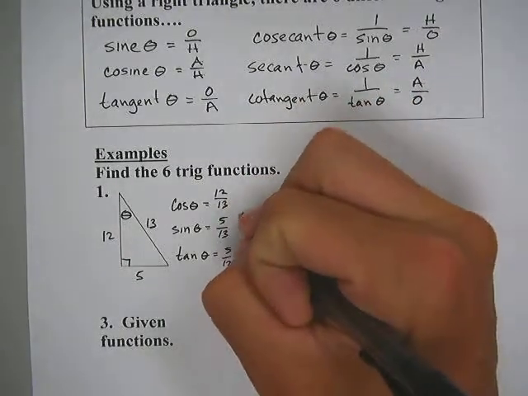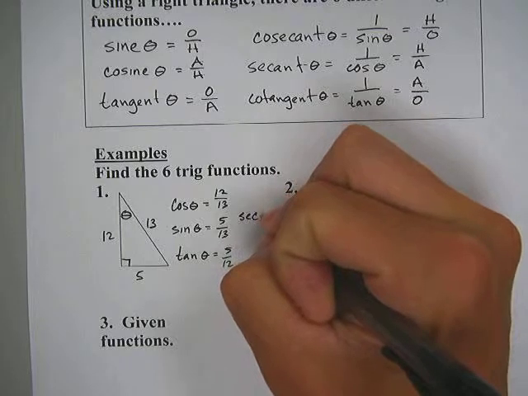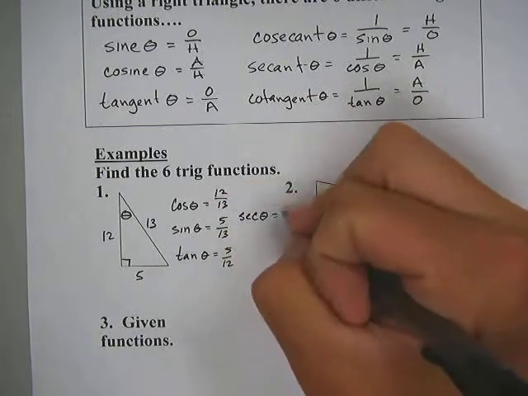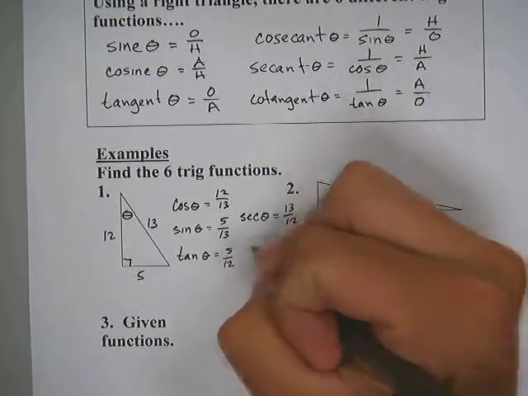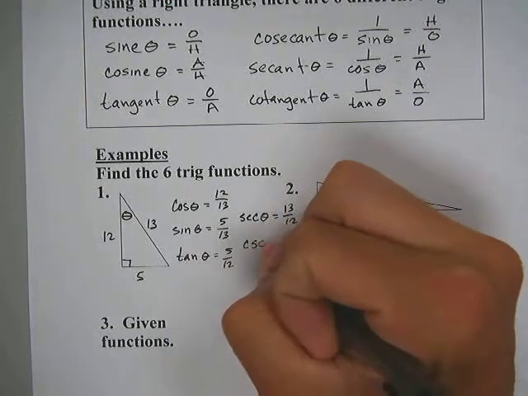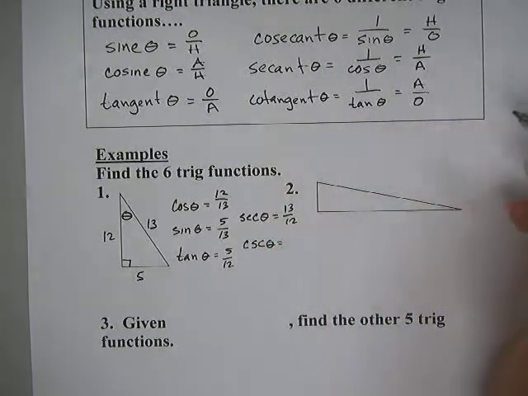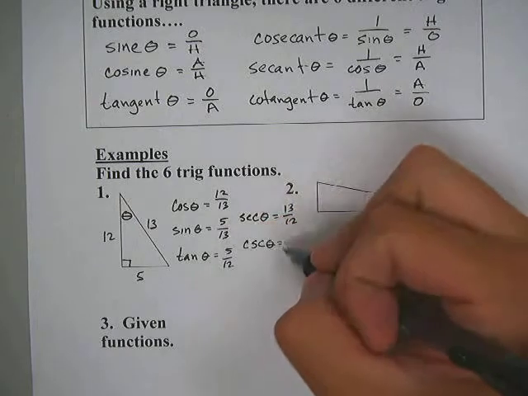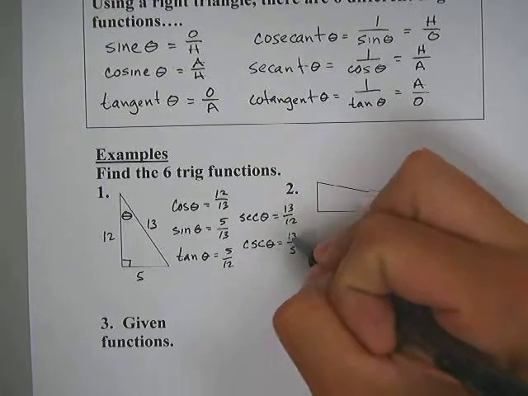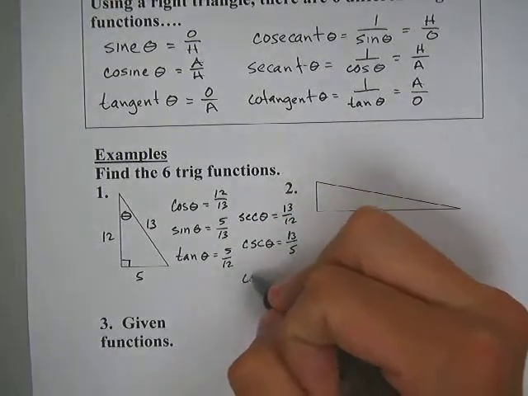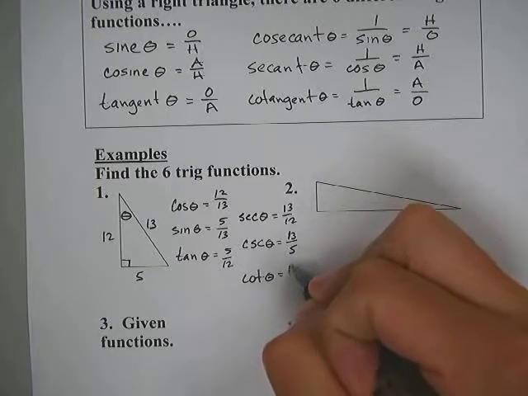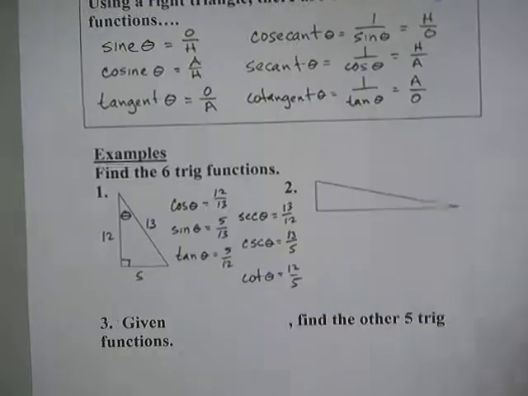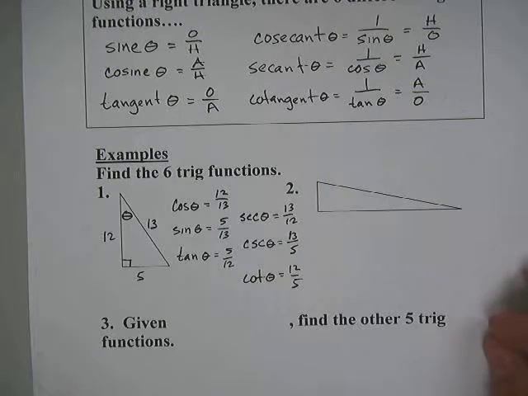And then the reciprocal ones are easy. Once you know these, they should be easy. So let's go with secant. Remember, the abbreviation is SEC. Secant is 1 over cosine, so that means it's 13 over 12. Cosecant, CSC, is the abbreviation. It's 1 over sine, so 13 over 5. And cotangent, COT, is 12 over 5.